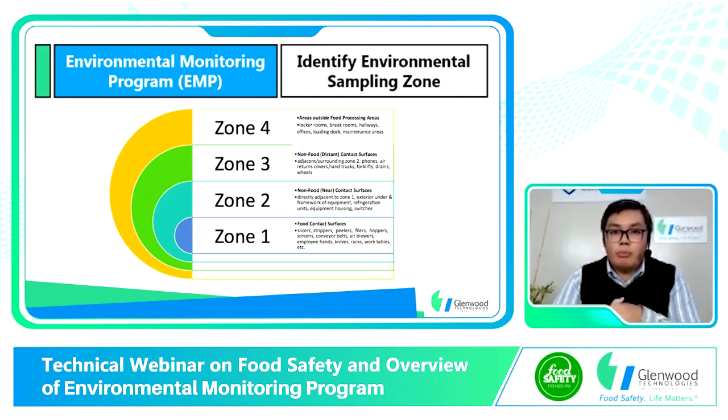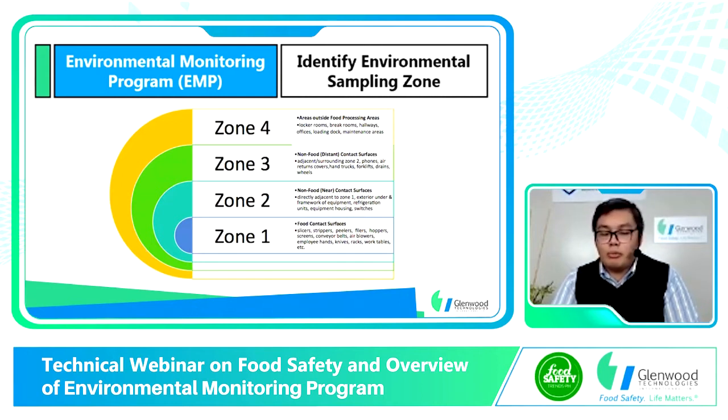Zone 2 would be your near contact surfaces, but non-food contact surfaces. So these are directly adjacent to zone 1. Some examples are exteriors under the framework of the equipment, refrigeration units, equipment housing, switches, etc.